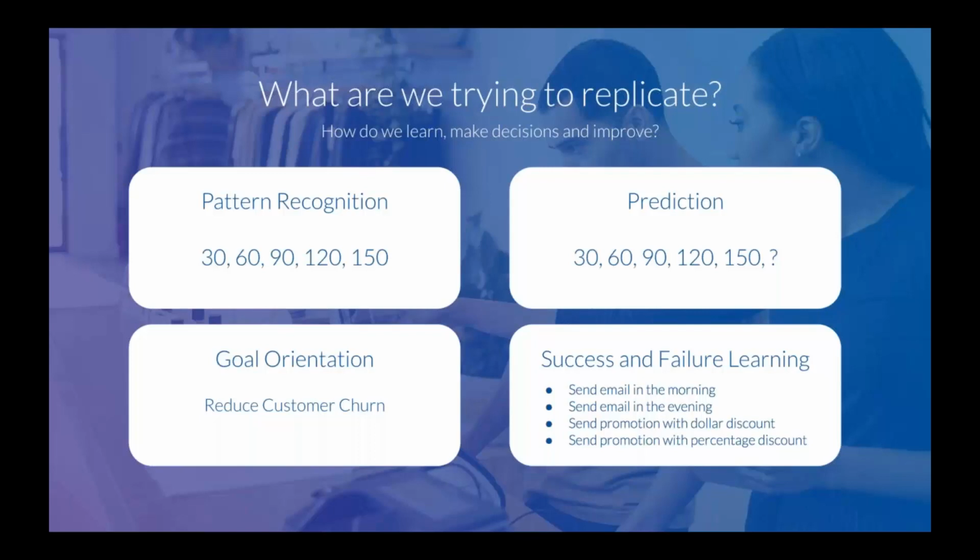Step three is then goal orientation. So once a prediction is made, we can give the machine a goal. Let's say that the goal is to reduce shopper churn by ensuring that the shopper makes their next predicted purchase.